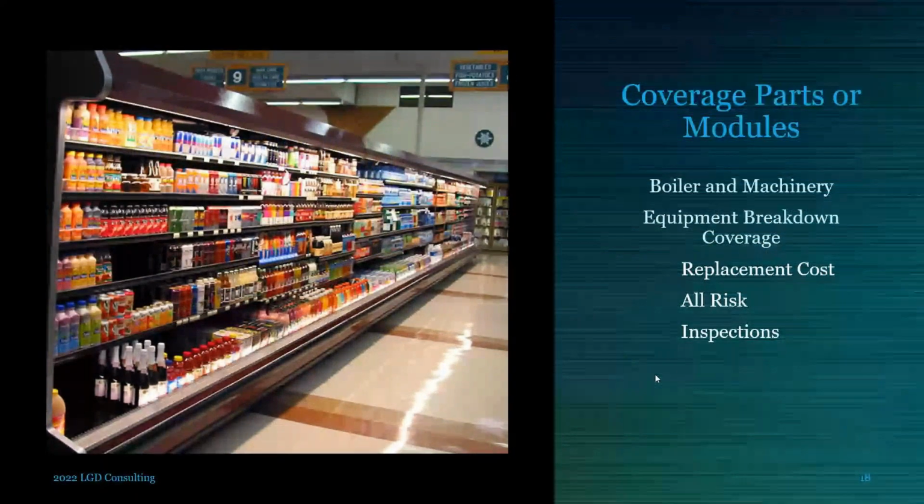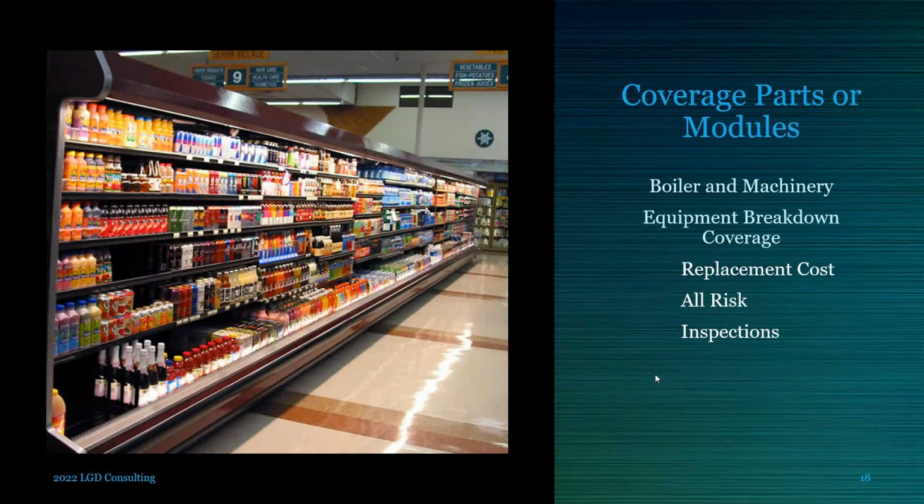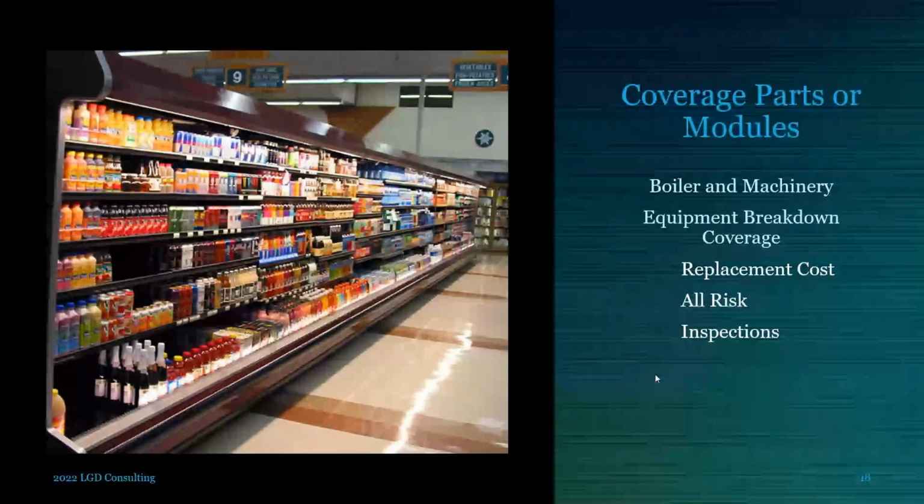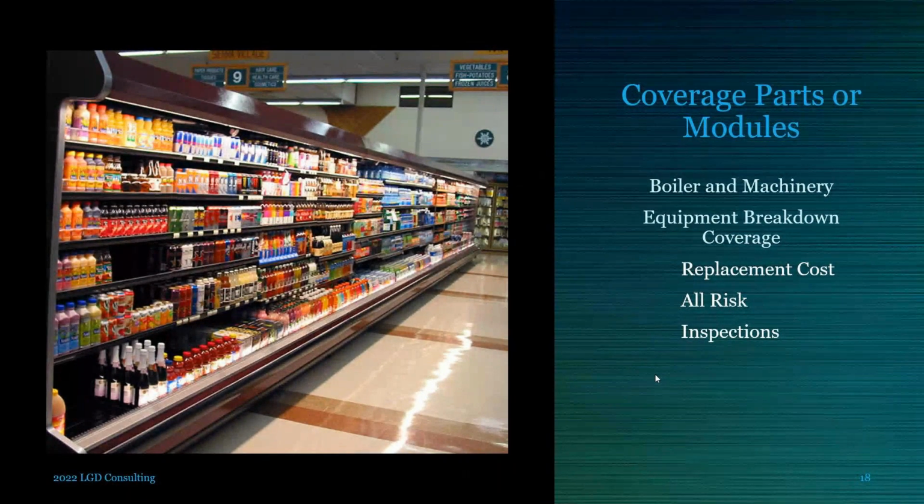All right. The other coverage part of the modules: boiler machinery, equipment breakdown coverage. I'm just using this picture of refrigeration equipment. In case something happens, we have spoilage. So it's going to cover replacing this equipment or fixing it on a replacement cost basis. It's all risk coverage. And like I said before, most of your premium goes towards inspections to prevent loss. That's kind of that mindset, an ounce of prevention is worth more than a pound of cure. So by doing routine inspections, maybe we can detect something in the system, fix it to keep from having a major loss. It is more of a proactive approach.